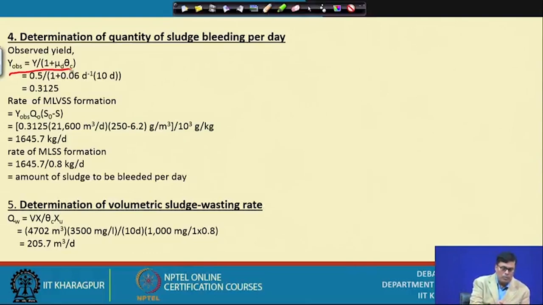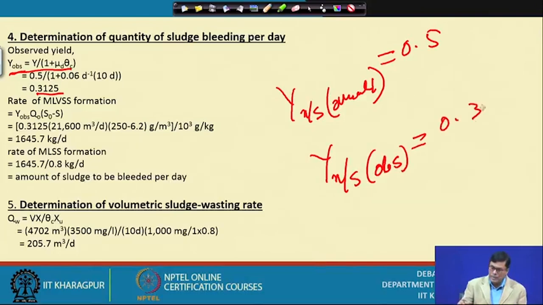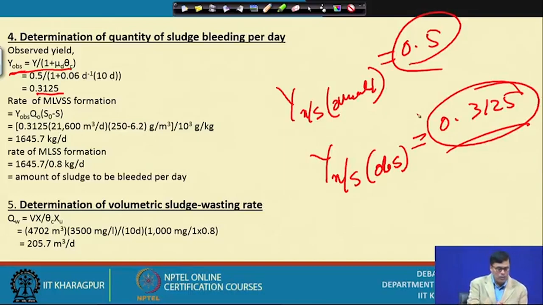I told you that Y observed is equal to Y by 1 plus mu d theta C. This is the observed yield coefficient. I can tell you that the overall yield coefficient was 5. But when you calculate the observed one, it is much less than the overall yield coefficient, because the overall one comprises both the dead cells and viable cells, and the observed one consists of mostly the viable cells.